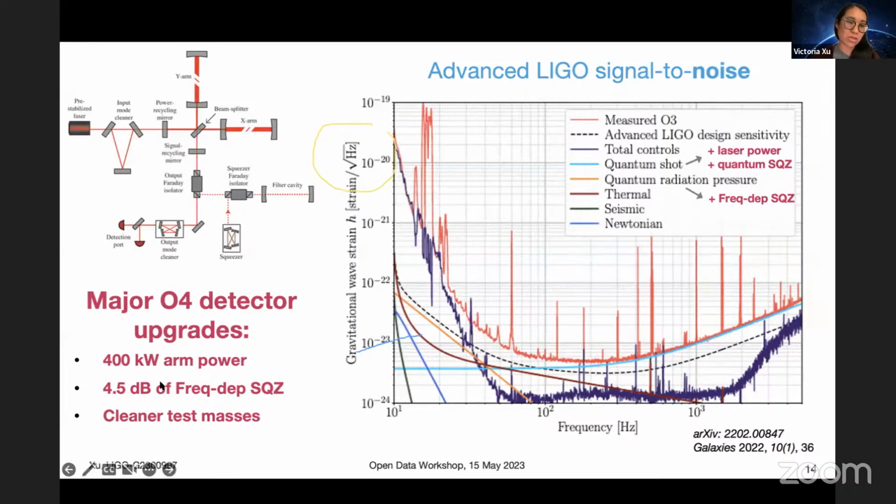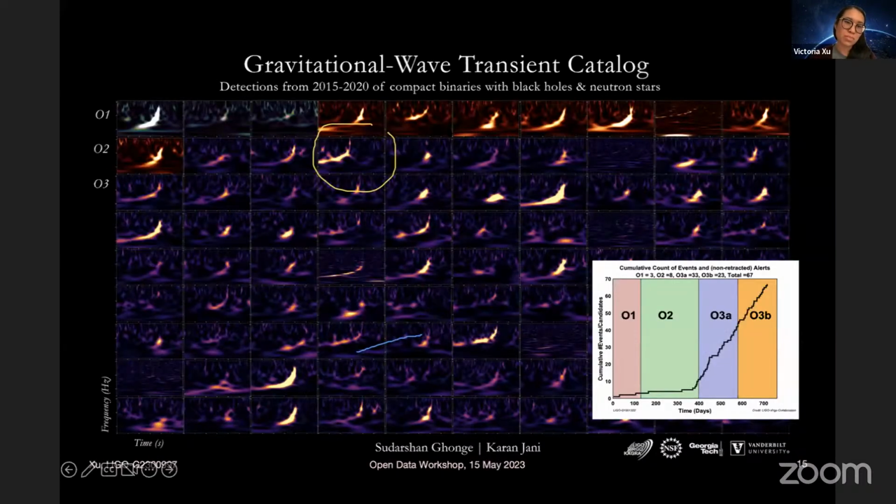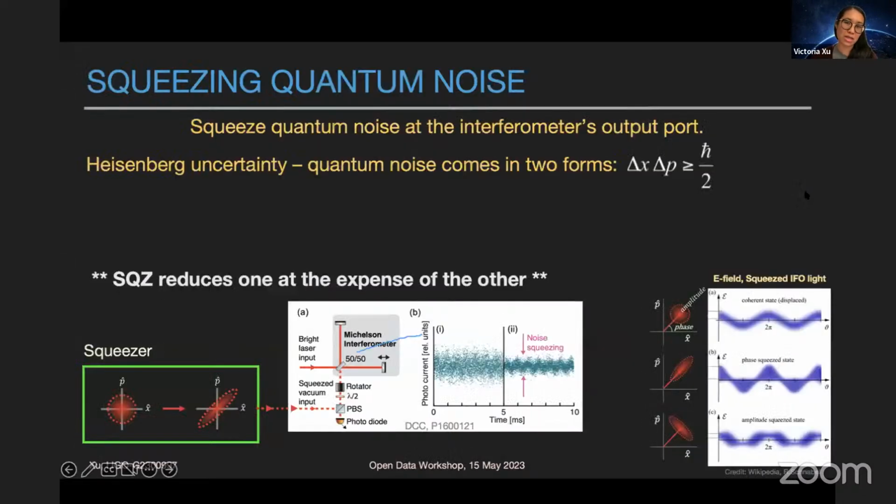For the next observing run, we're almost doubling the arm power, going to 400 kilowatts of circulating arm power in the arm cavities of LIGO. We're injecting 4.5 dB of frequency dependent squeezing that comes into the output port of the interferometer. As well, we are improving our core optics along the way. Just to spell this out again, between O1, O2, and O3, these improvements dramatically increased the amount of astrophysics we were able to do with the LIGO detectors.